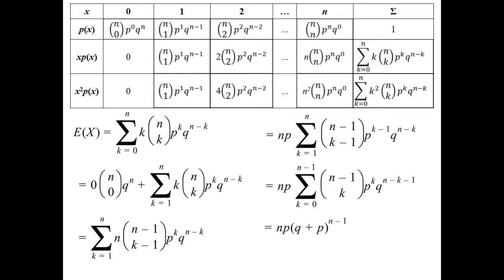But remember, we know p plus q is equal to 1, because it's all the probabilities. So that's just 1 to the power of n minus 1, which is 1, and we get np. So our expected value is np. Now think about what we saw yesterday. Remember the expected value with our Bernoulli. It was p. We're now doing n trials.